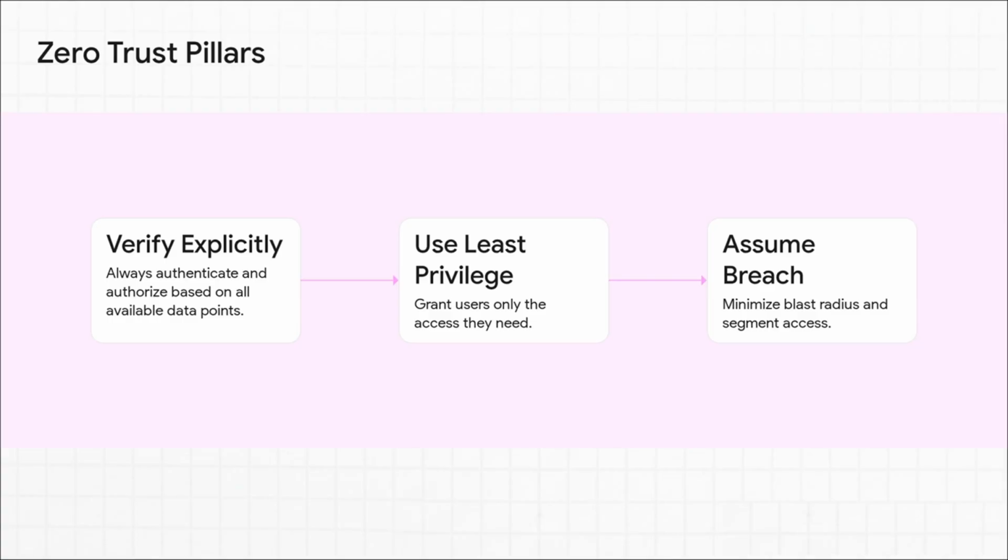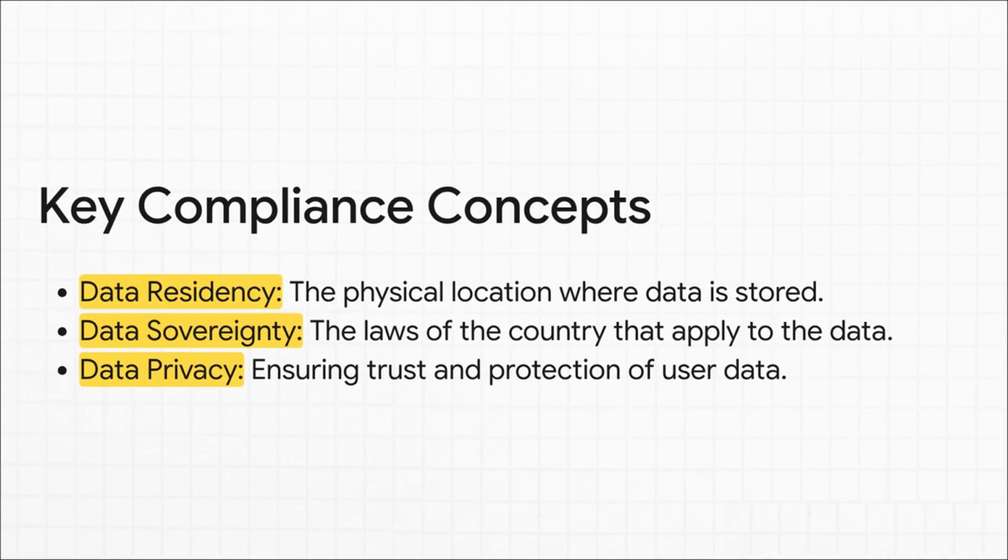And third, assume breach. This means you design your network as if the bad guys are already inside. You segment access and minimize the blast radius, so if one area is compromised, the attackers can't move sideways and take over everything. Okay, compliance can get tricky, but for the exam, you've got to be crystal clear on the difference between these three concepts.